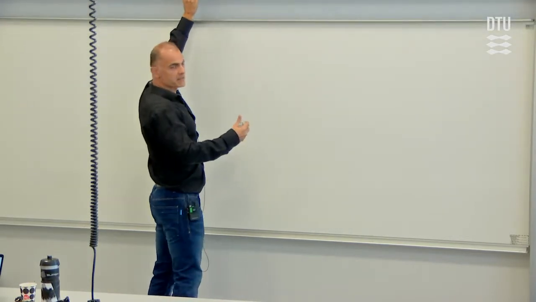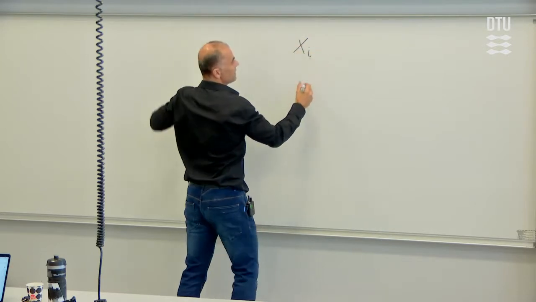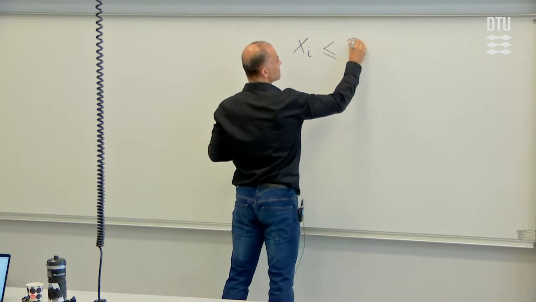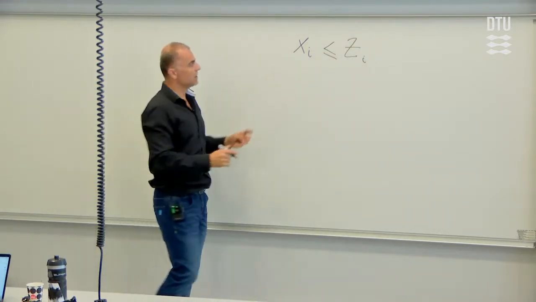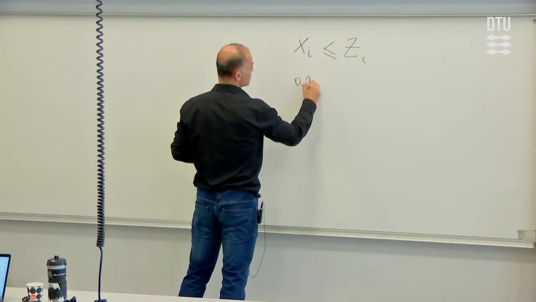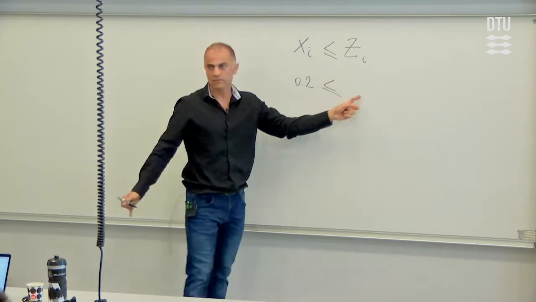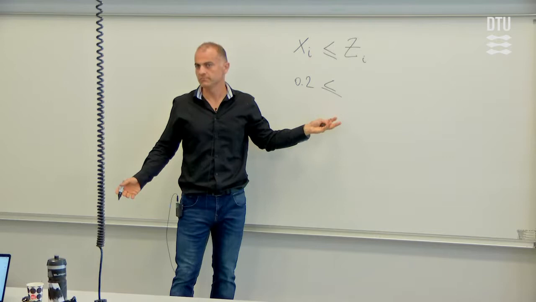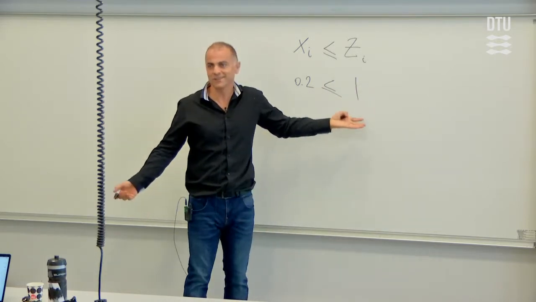And remember, sum of x is 1. So if x_i is less than or equal to z_i, and z could be only 0 or 1. Now, if x is 0.2, let's say, it has to be less than or equal to 0 or 1. What should z then be in order for this to be true? 1, right? It can't be 0 because 0.2 is not less than or equal to 0.